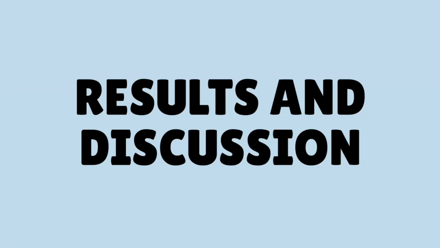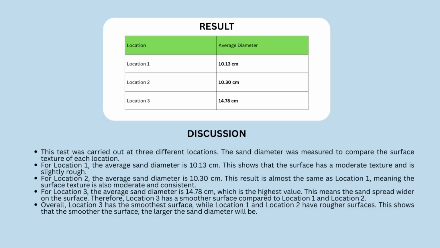Results and discussion. Now I will explain the results for the surface texture test. This test was carried out at 3 different locations. The centimeter was measured to compare the surface texture of each location. For location 1, the average is 10.13 cm. This shows that the surface has a moderate texture and is slightly rough.